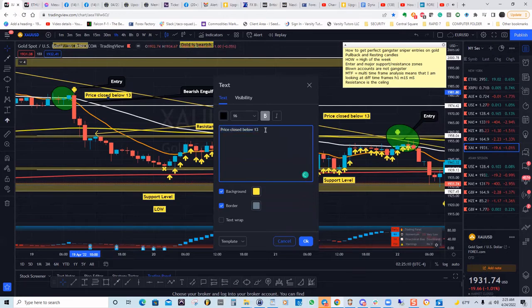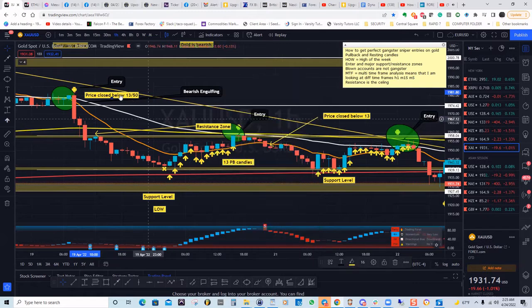That's gangster. Gangster entries means that you follow these rules. So let me get rid of this. Blown accounts are not gangster. We don't want that because that's not gangster, right?